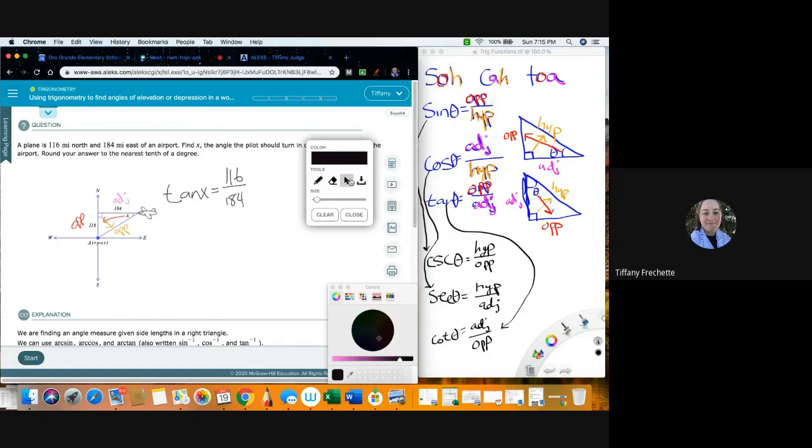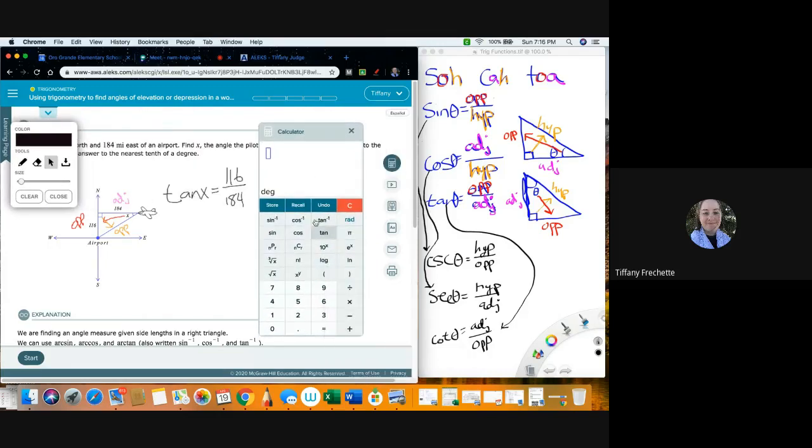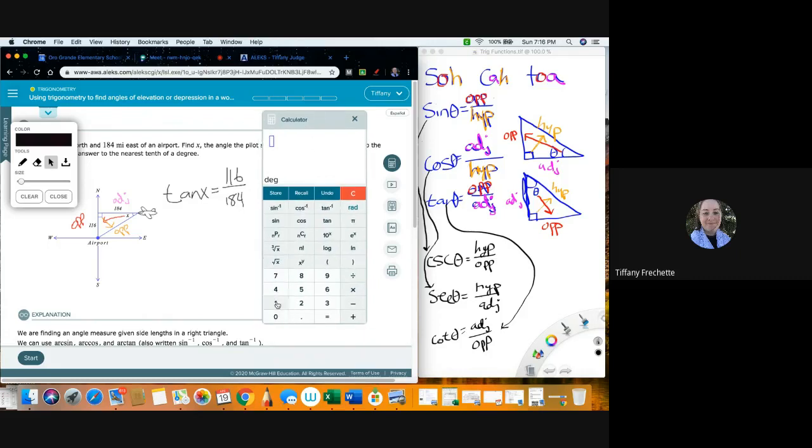So now I want to grab my calculator here. I'm going to move this out of my way. So I have 116 divided by 184, and I want to get my decimal. And here's this nice long decimal. Don't round it yet. We want to wait till the very end.